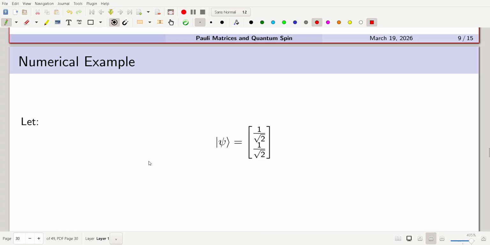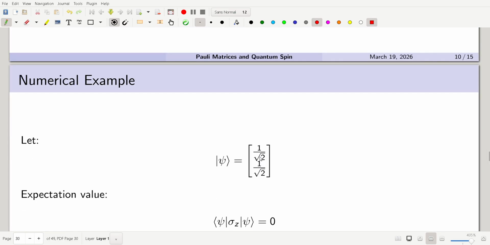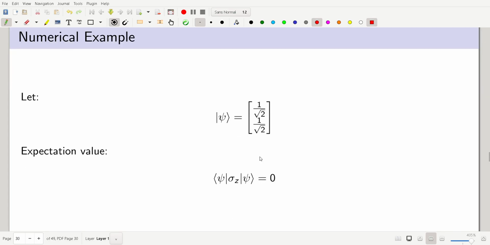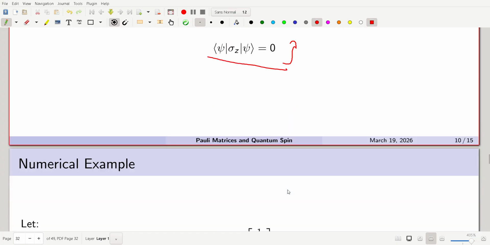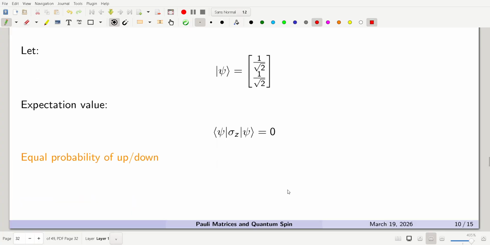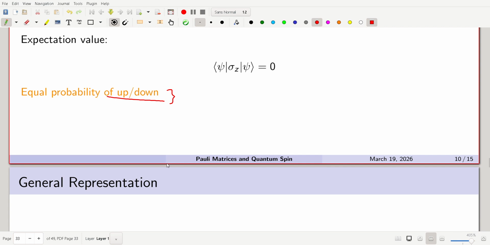So let us understand what spin up and spin down are. Here, let psi be 1 by root 2, 1 by root 2. What does that mean? With 1 by root 2, 1 by root 2, the expectation value here comes out as 0. Whenever this value comes out as 0, what does that mean? There is equal probability of up and down. So basically there is no net spin up or down.